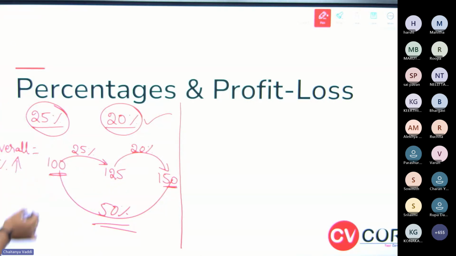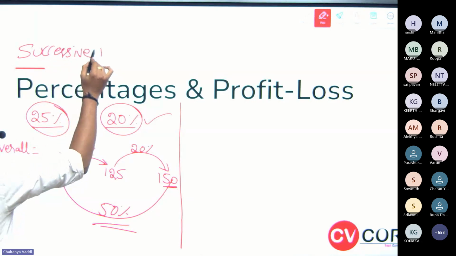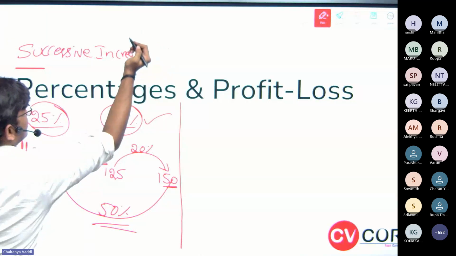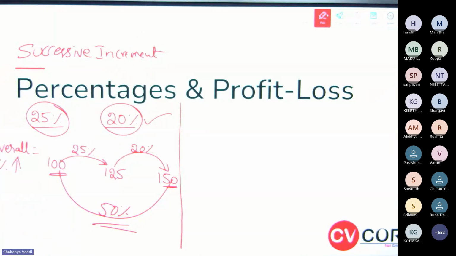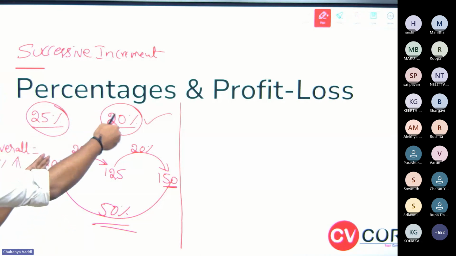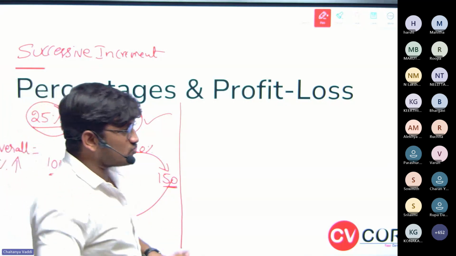This kind of question, we can say, is successive increment. Successive increment means adjacent: first 25%, then immediately 20%. These values we call successive increments. Now I will tell you one small example.